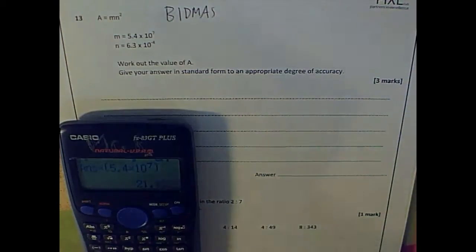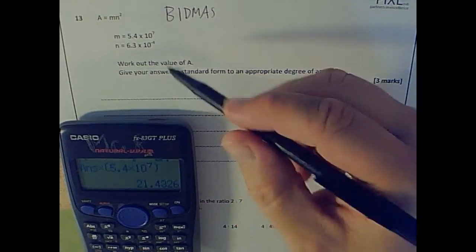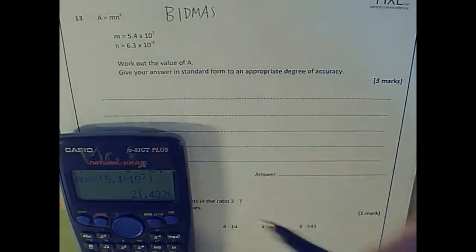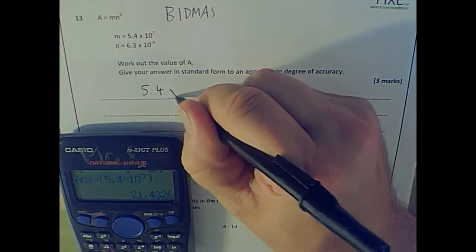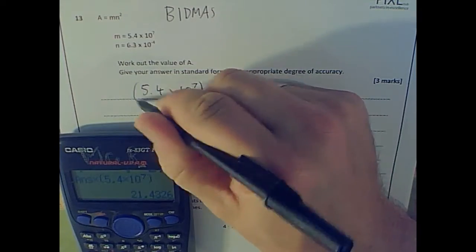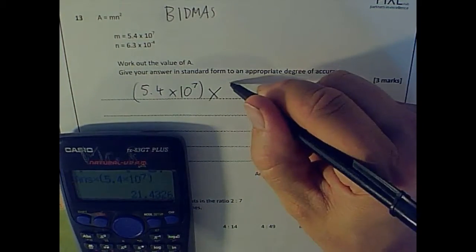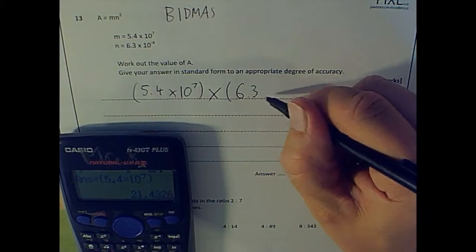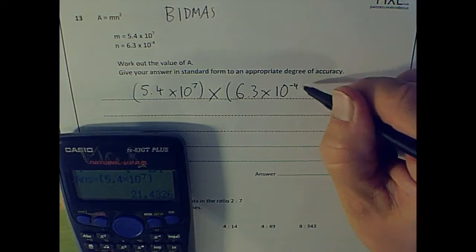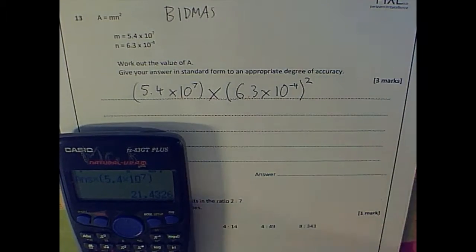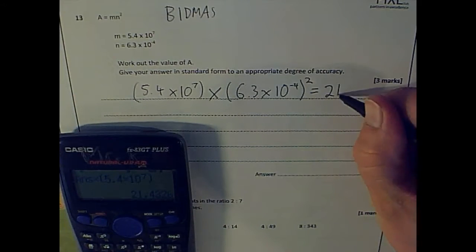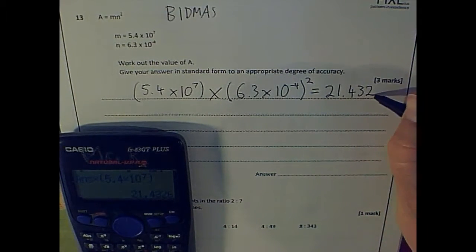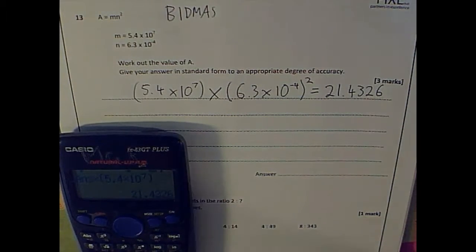You could write any of this down, but really you're just rewriting this. But I'll do that. So what I've done is I've said 5.4 times 10 to the 7 is being multiplied by 6.3 times 10 to the minus 4, all of that squared. And that gave me the answer 21.4326.